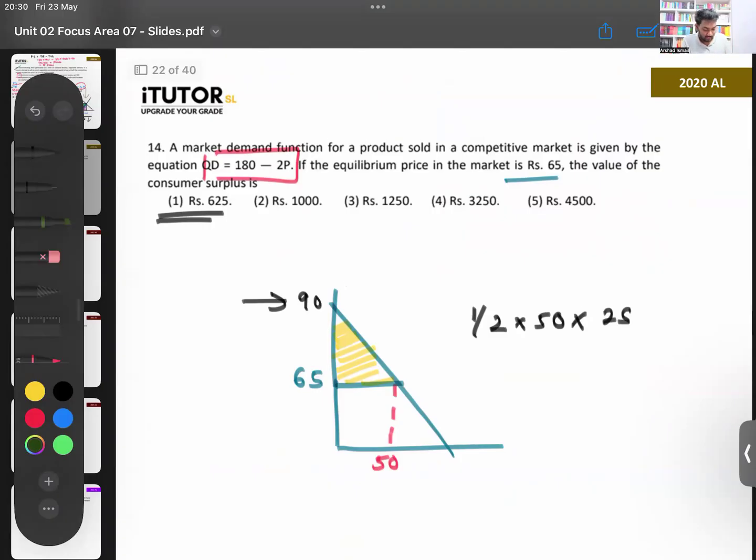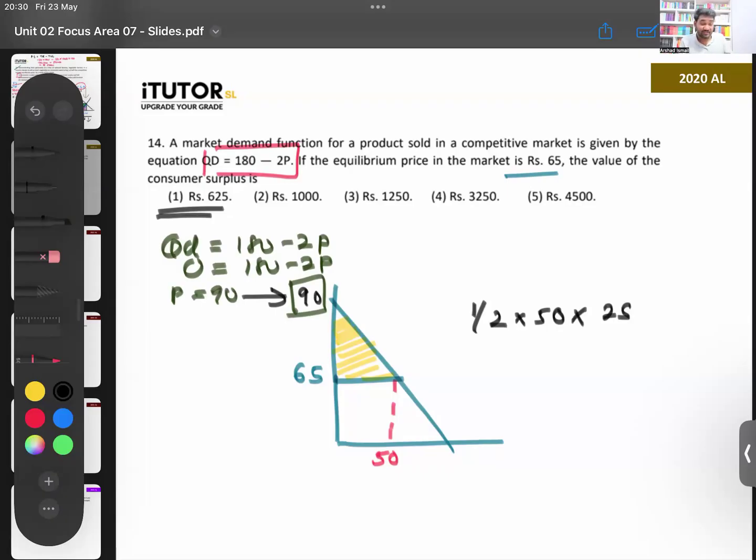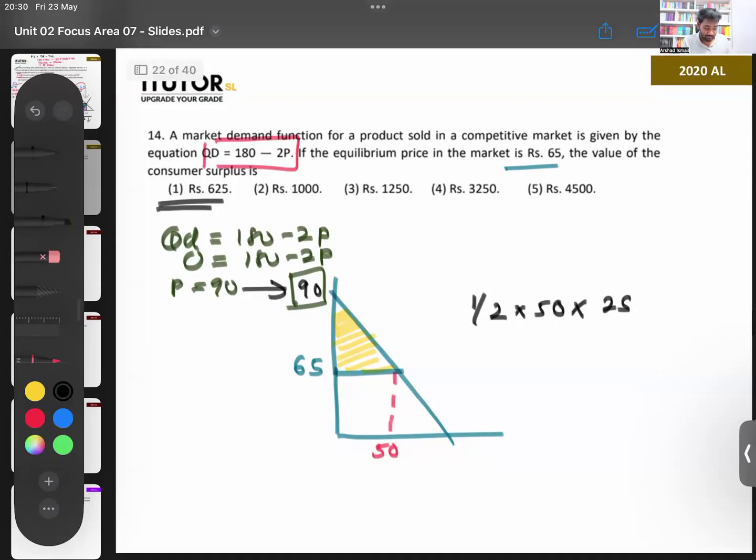Okay. Right. How do I get 90, Lamai? That's the maximum demand price. That is the price when QD equals 0. So QD is 180 minus 2P. When your QD is 0, what is the price? So you work it out, you will get price equals 90. Okay, these are the basics of basics. If you're struggling with this, Lamai, if you have never calculated a consumer surplus ever before, with 6 months to go, then that's a problem.